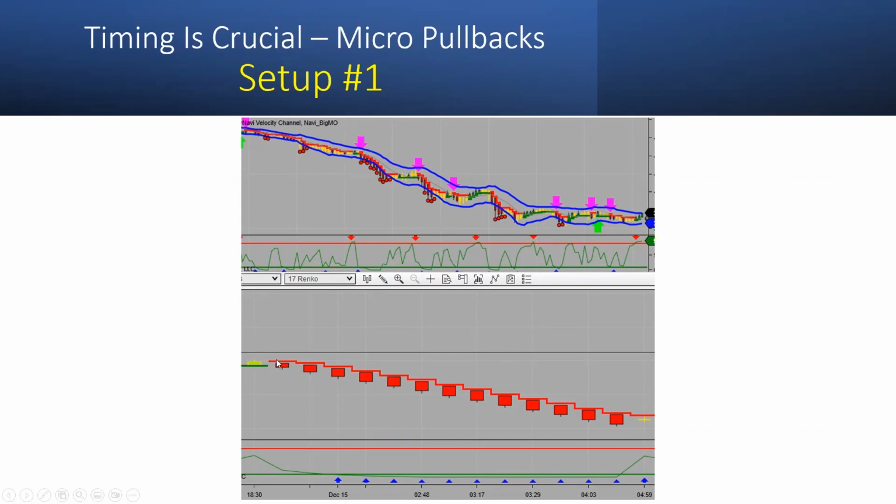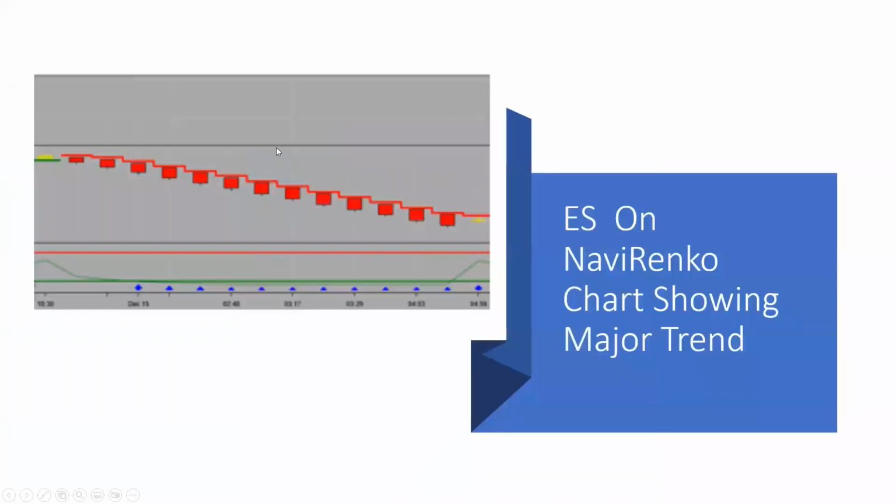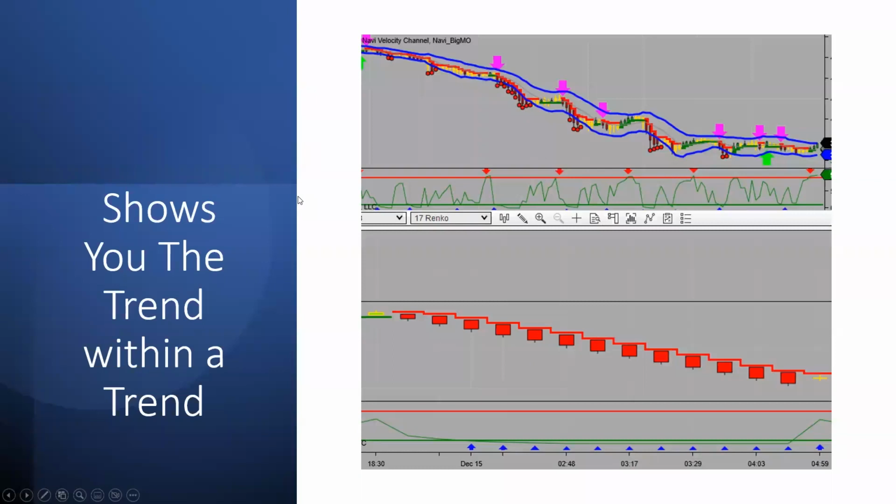Again, you're looking at the bottom chart giving you the actual main trend, and the top chart giving you strategic entry points within that trend. So that's a micro pullback type entry, and you can use that again on any market. So again, the chart you're looking at here is the NinjaRenko chart giving you the actual major trend.